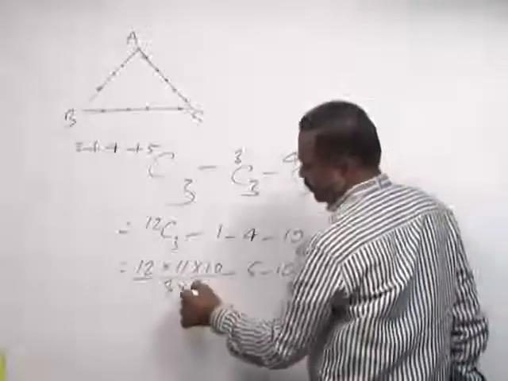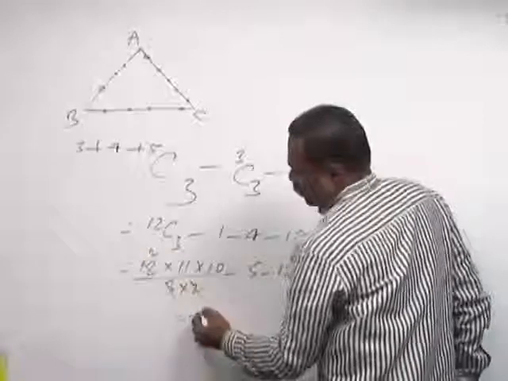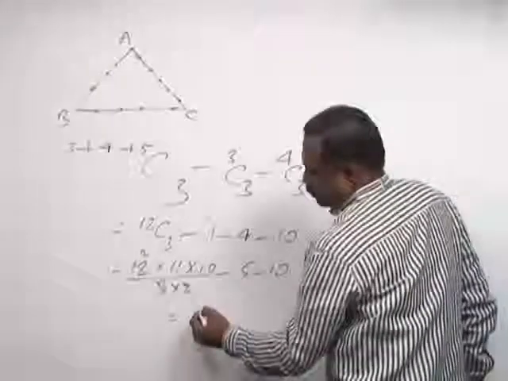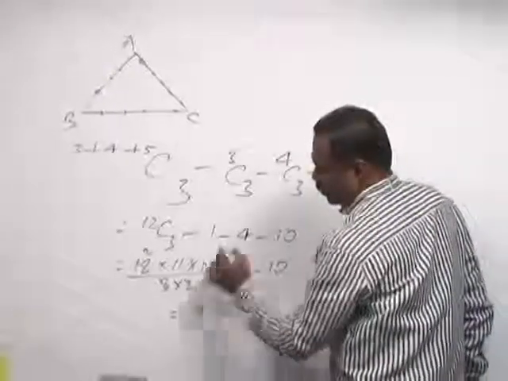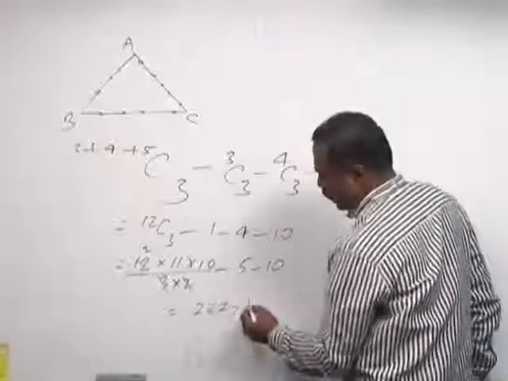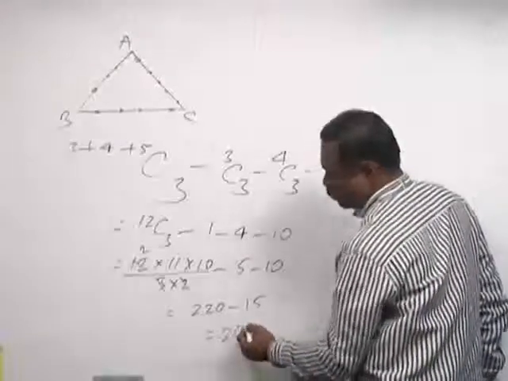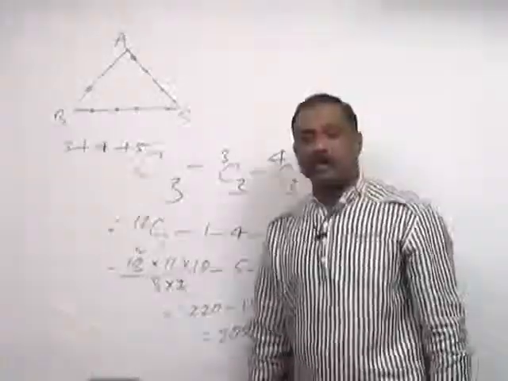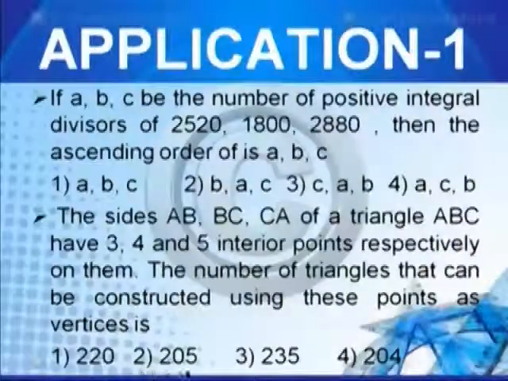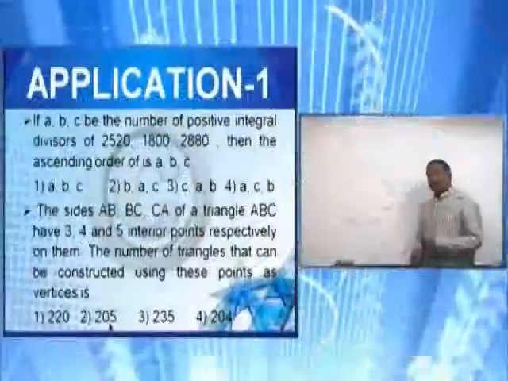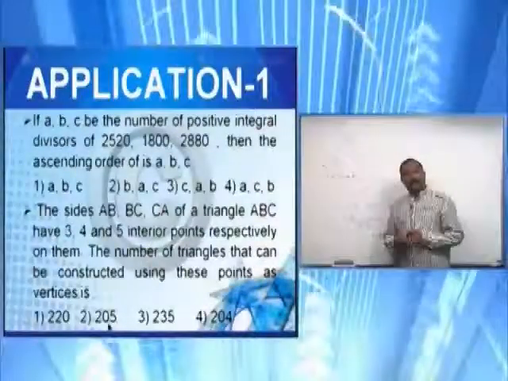If you simplify this, it is 2 into 11 into 10, 220, minus 15, which is nothing but 205. 205 should be your answer. That is the second option. Okay, geometrically you can apply combinations in this way.